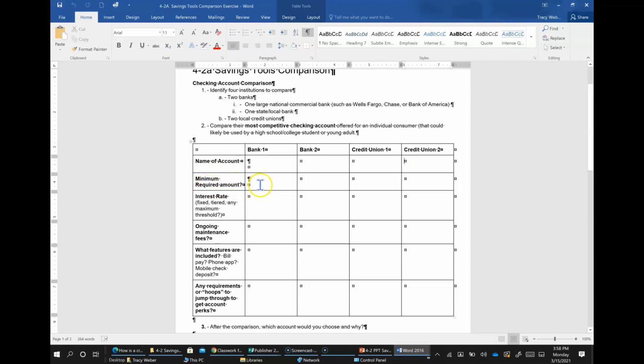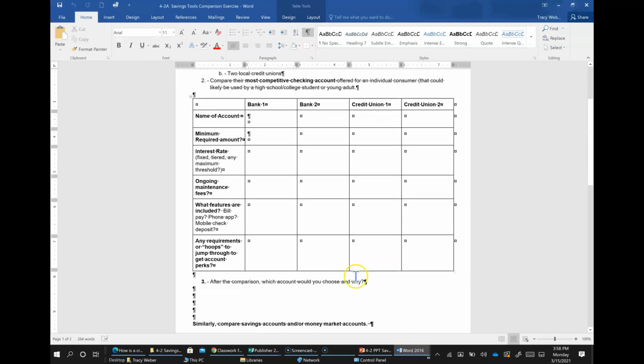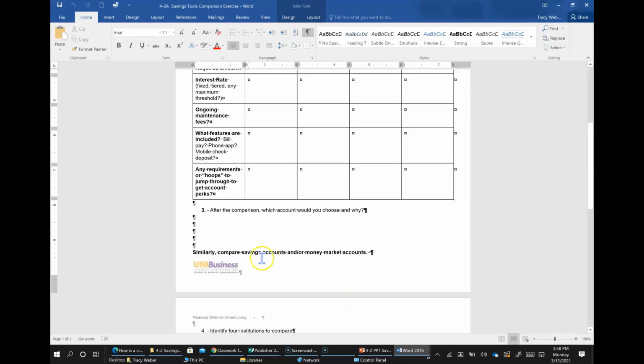What's a minimum required amount? Remember, this is for a checking account. Most competitive checking account. They're probably going to offer several options. Just pick one at each bank. And see how well you can answer these questions. And then after all the comparisons, which account would you choose and why? Answer that question. And then you're going to move on to the next part.